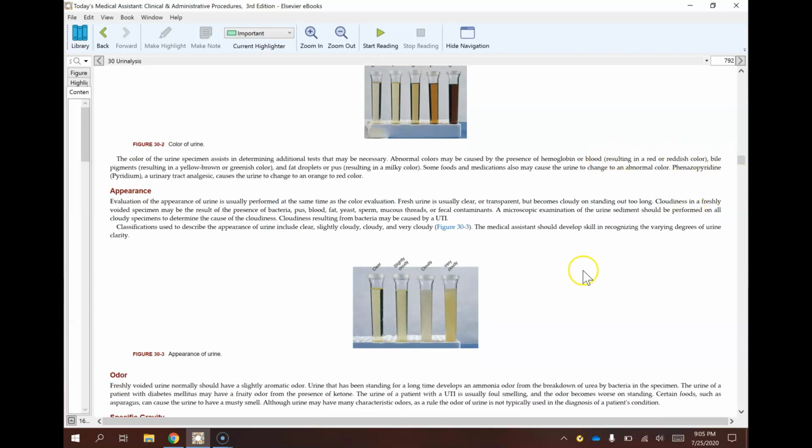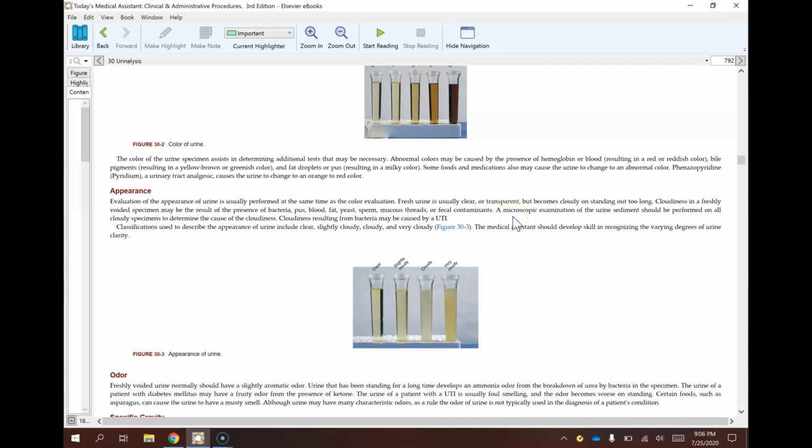Okay, again, looking at the urine, the appearance is done at the same time as you look at the color. Fresh urine is usually clear, transparent. You can see through it. It becomes cloudy on standing too long. Cloudiness in urine may be the result of bacteria, pus, blood, fat, yeast, sperm, fecal contaminants, and mucus threads.